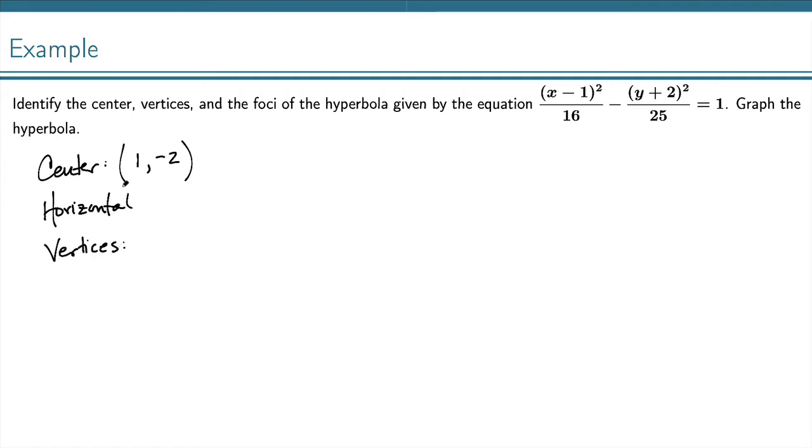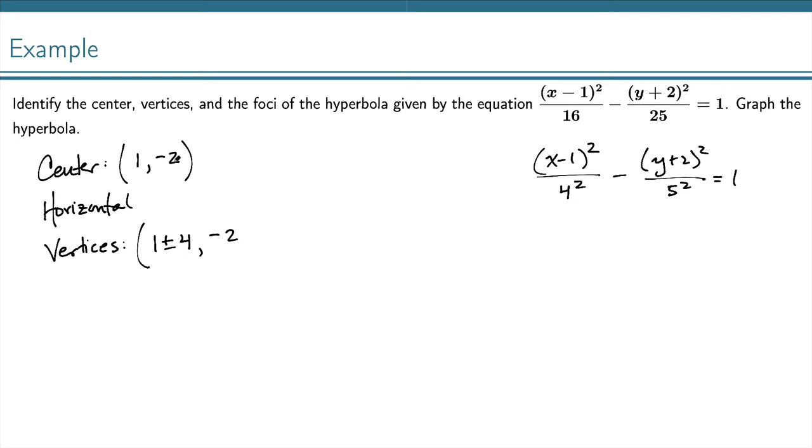And that tells us, when we're finding our vertices, that because it's horizontal, we'll be changing the x coordinate. So we have 1 plus or minus, and then we look over at our equation, and we can write this using the general form as something squared. So 16 is 4 squared, and 25 is 5 squared. And so our vertices, we are changing the x-coordinate, so it's 1 plus or minus 4, comma negative 2, the y-coordinate of the center.